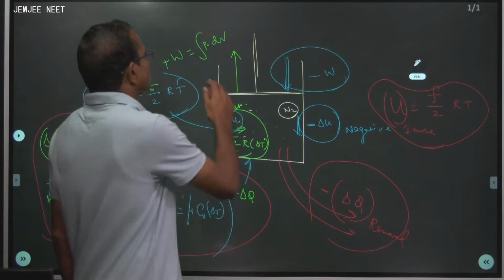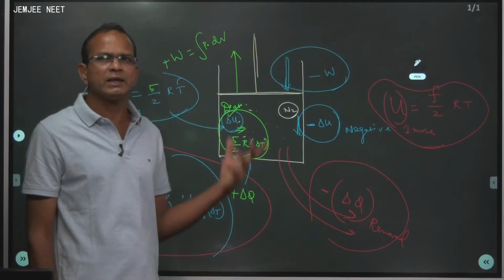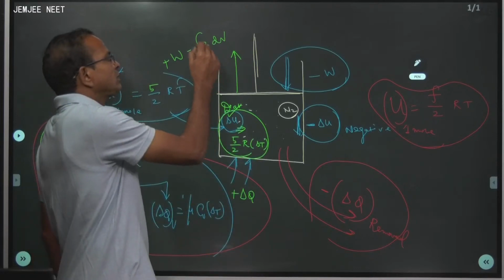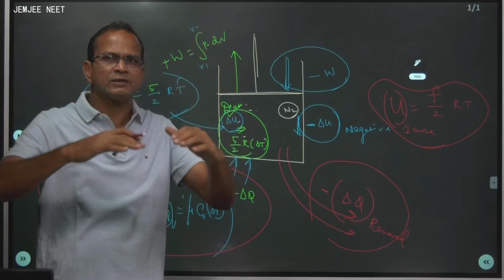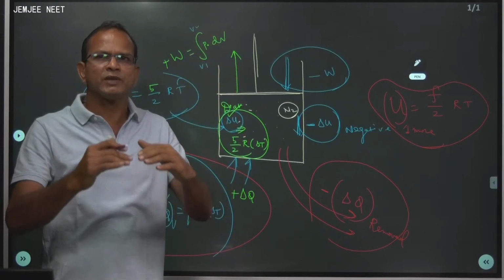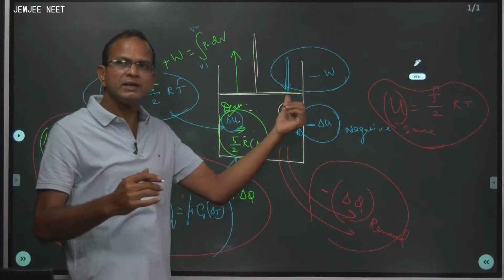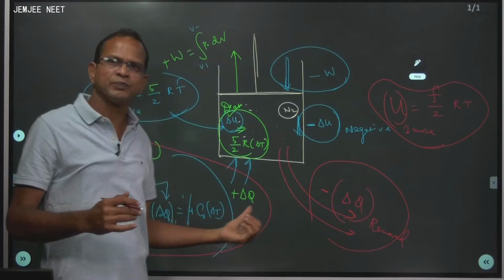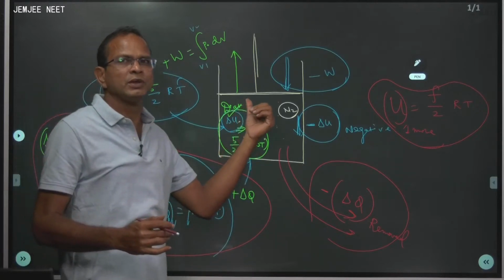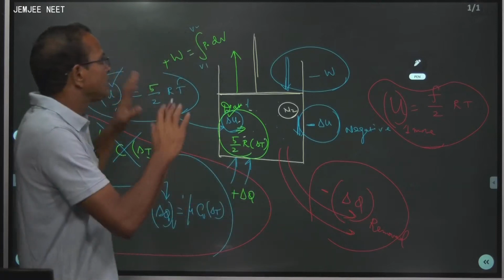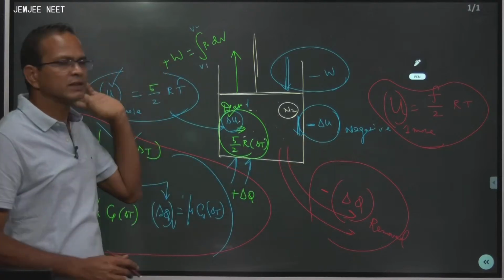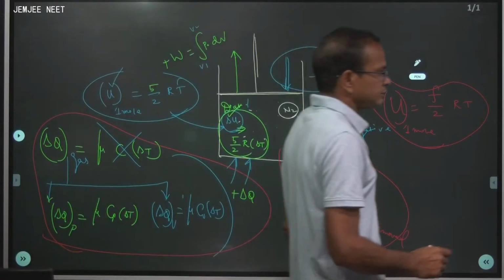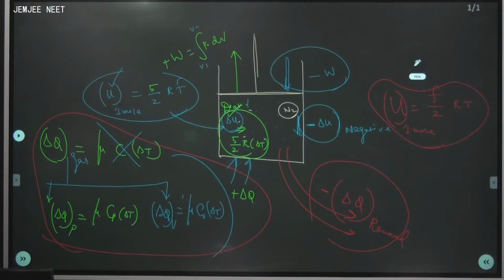Got it? Come to work done. Work done is always given by integration PdV. Integration limit may be V1 to V2. Very clear. Expansion of the gas, work done is positive. Compression of the gas, work done is negative. Increase in temperature of the gas, internal energy is positive. Decrease in temperature of the gas, internal energy is negative. Heat supplied to the system, positive. Heat removed from the system, negative. Each one has its own formula. Please check the formula for heat, formula for internal energy, and formula for work done.